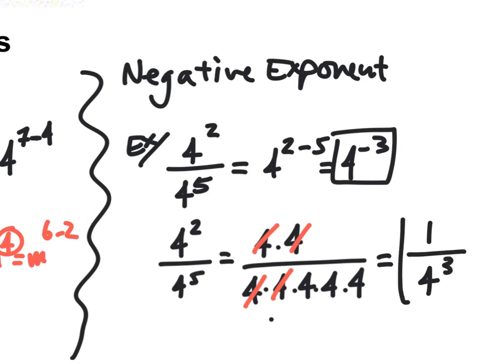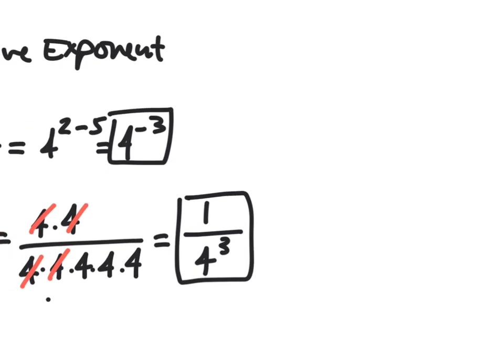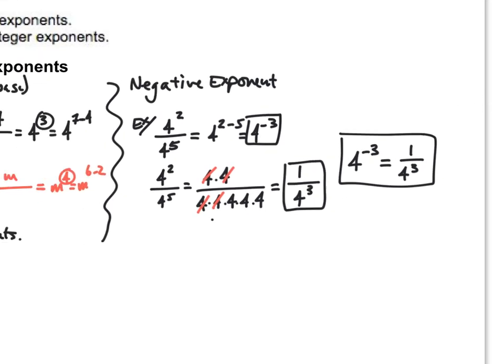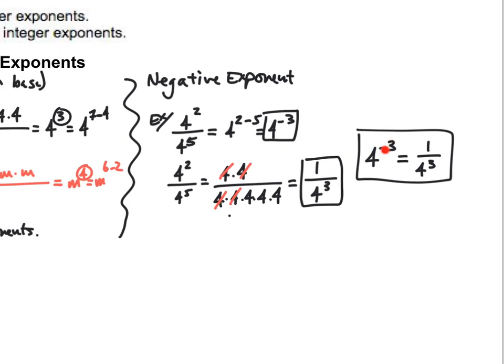So wait a minute, I got 2 separate answers from this. When we did it using the properties where you subtract your exponents, I get a negative exponent. But if I do the long way, where I multiply everything out and divide out what I need to, then I get 1 over 4 cubed. So these two things, 4 to the negative 3 is equivalent to 1 over 4 cubed. The rule of thumb with negative exponents is that if you have a negative exponent, you move it down to the denominator and you make it positive.